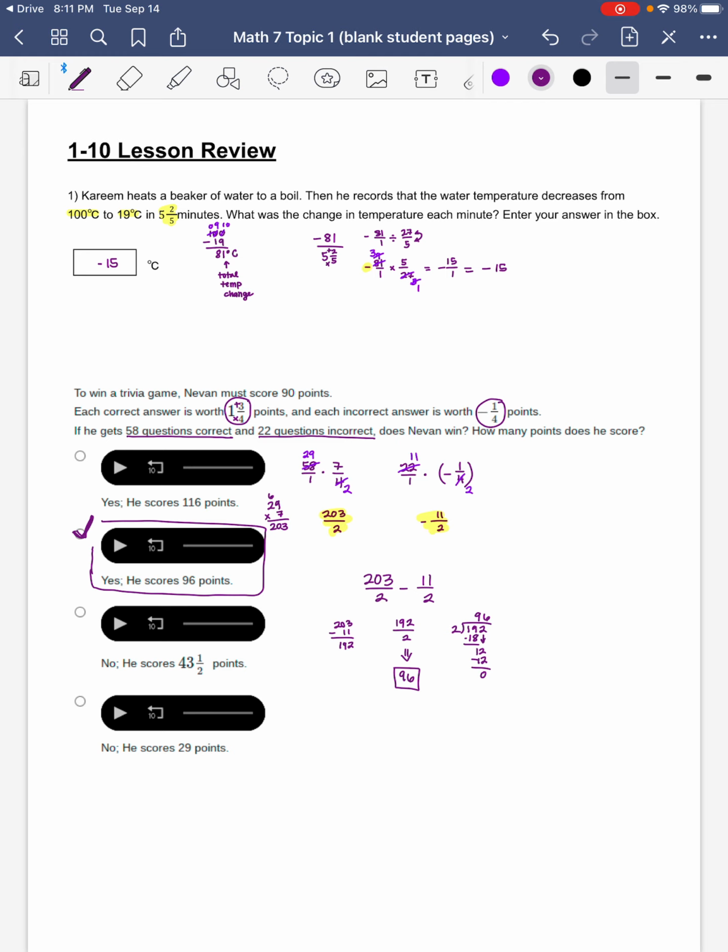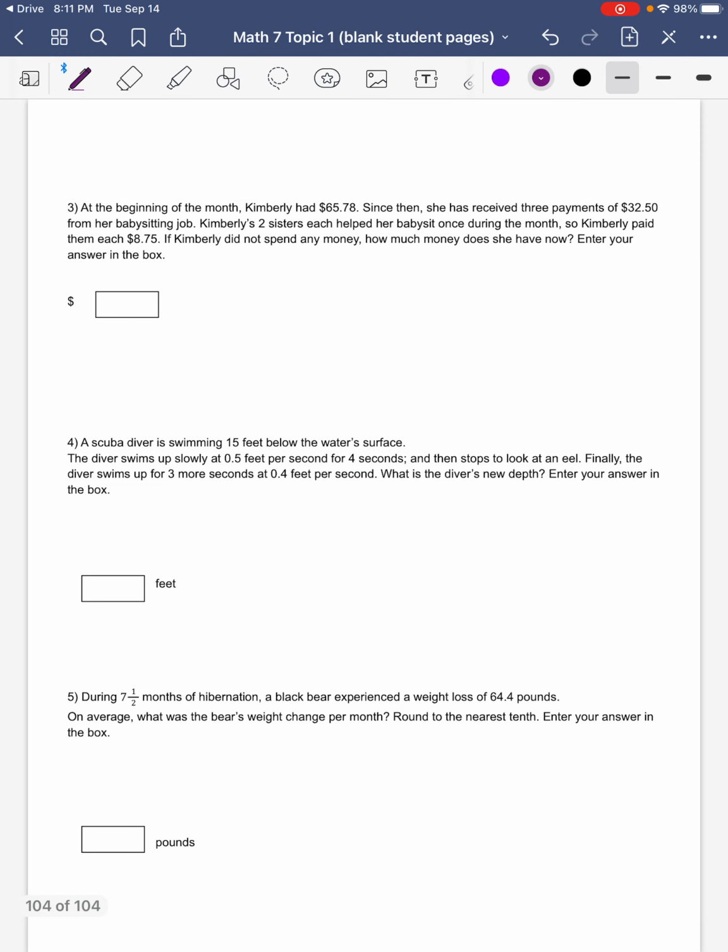Okay, moving on. Question 3. At the beginning of the month, Kimberly has $65.78. Since then, she has received 3 payments of $32.50 from her babysitting job. Kimberly's 2 sisters each helped her babysit once during the month, so Kimberly paid them each $8.75. If Kimberly did not spend any money, how much money does she have now? Enter your answer in the box.